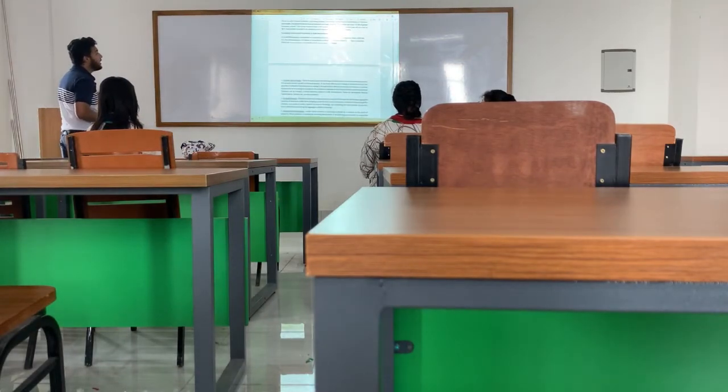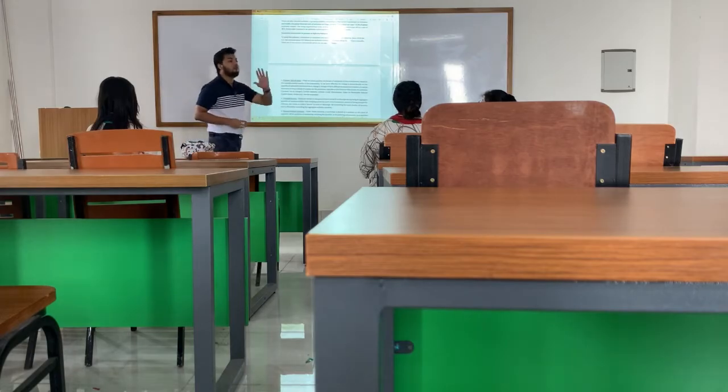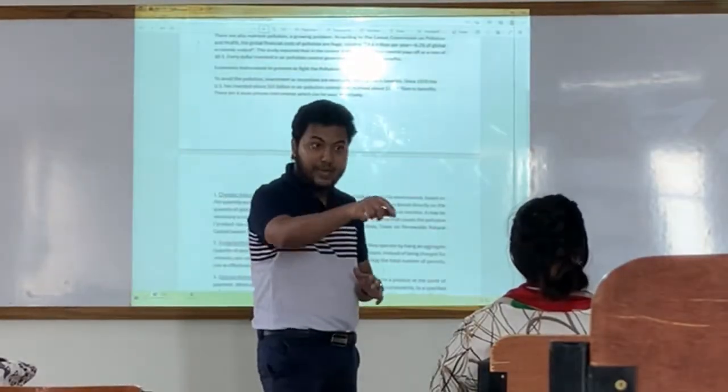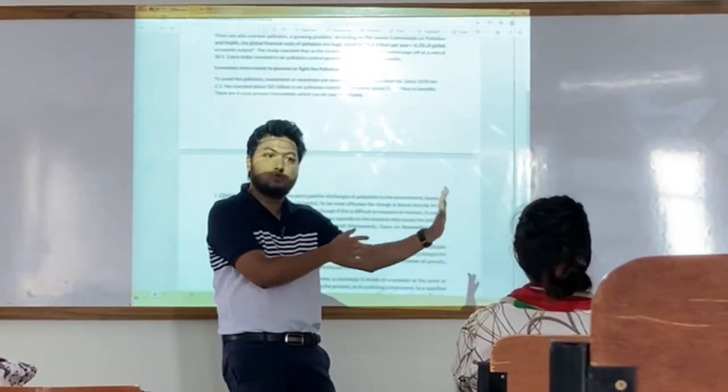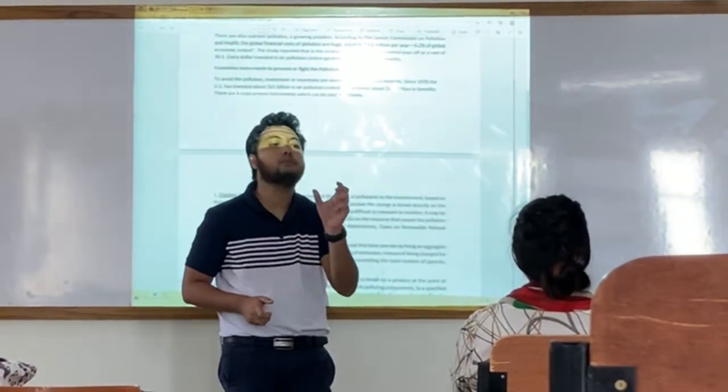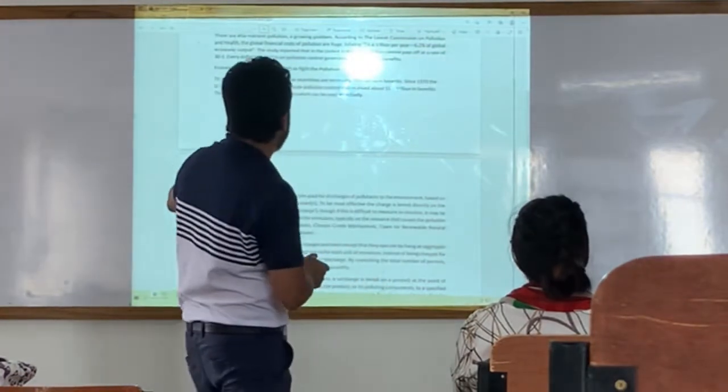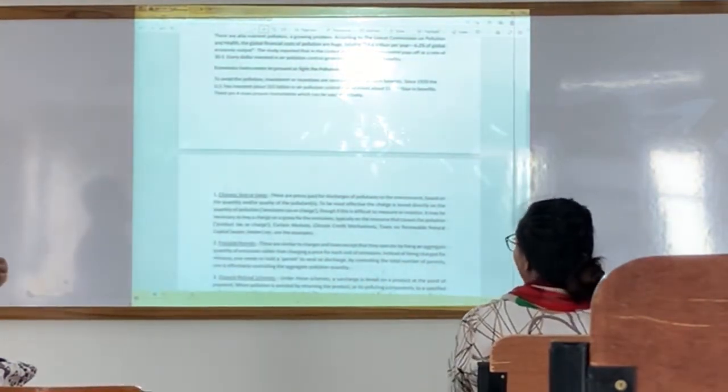The next one is economic instruments to prevent or fight pollution. So that's what we discussed: I'm going to control the pollution, but how? I need some instruments, and that's the second part of pollution economics.